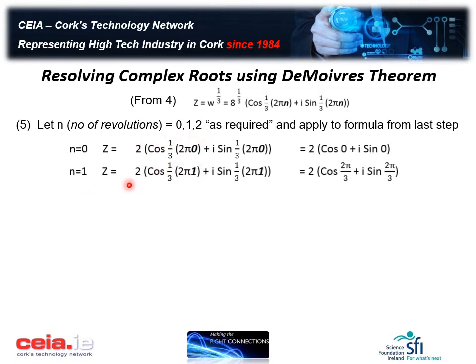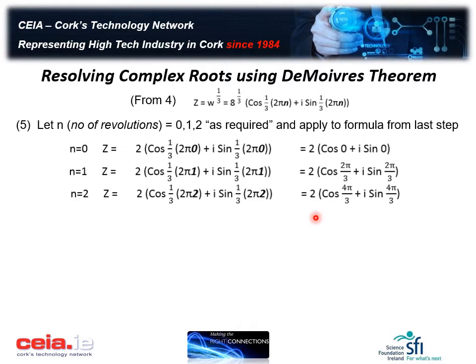So when n equals 1, z is equal to 2 times cosine of a third of 2 pi 1 plus i sine of a third of 2 pi 1. And that gives us 2 cosine 2 pi over 3 plus i sine 2 pi over 3. That's the second root. And for the last root in step 5, we assign a value of n equals 2. So we get z equals 2 times cosine of a third of 2 pi by 2 plus i sine of a third of 2 pi by 2. And it gives us 2 cosine 4 pi over 3 plus i sine 4 pi over 3.